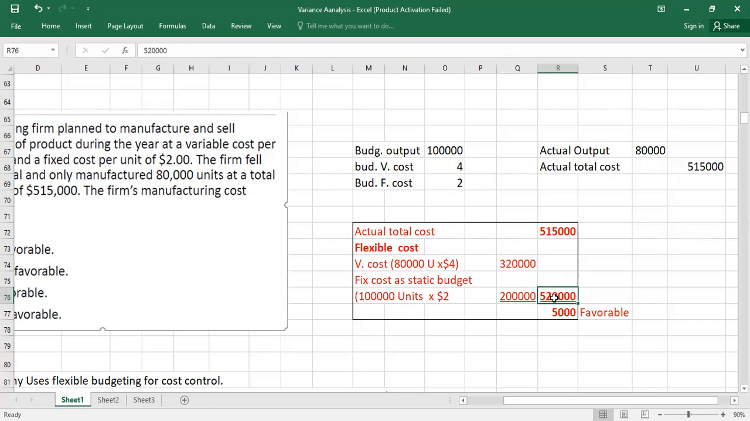Now this flexible cost you will compare with the actual cost, and you can see actual costs are less than flexible cost. It means this variance should be favorable. Why? Because this will increase your profit by 5,000.